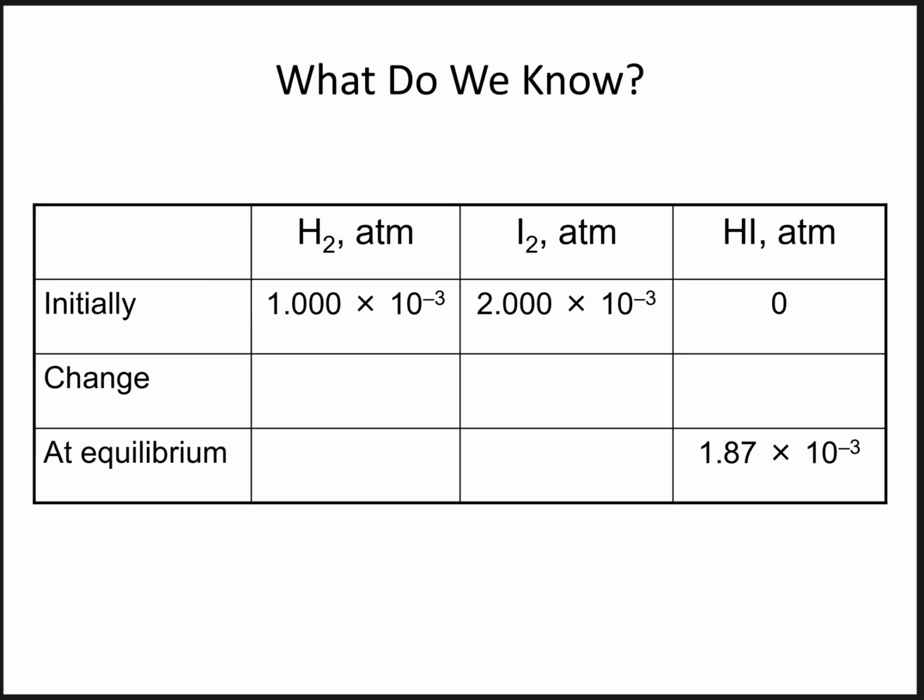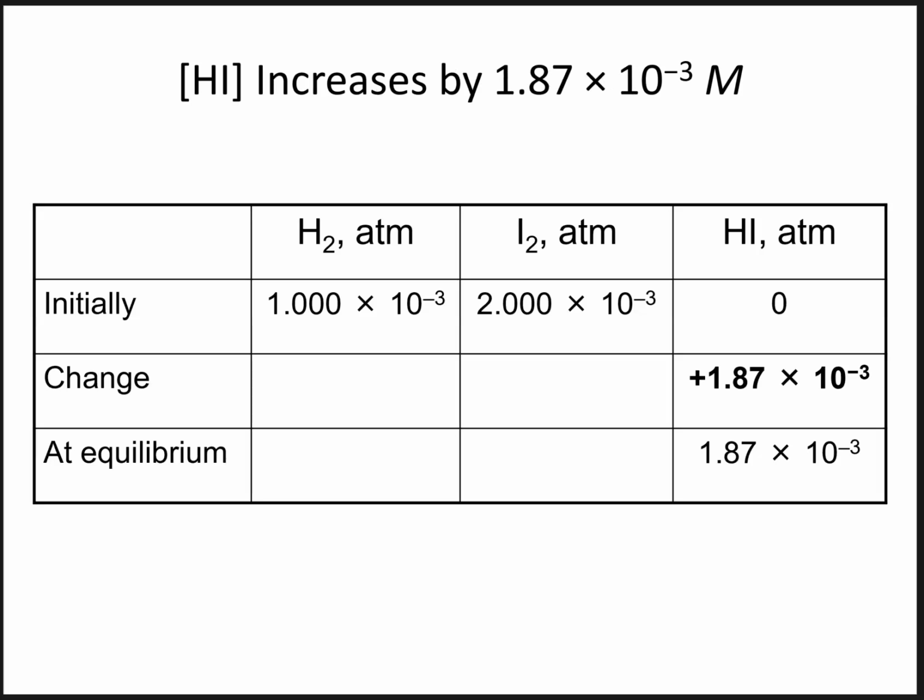So what do we see? We have two initial reactants, no product, and we know by the end of the reaction, or when it reaches equilibrium, we've increased the product concentration to 1.87 times 10 to the minus third, which means the HI concentration went up by that.